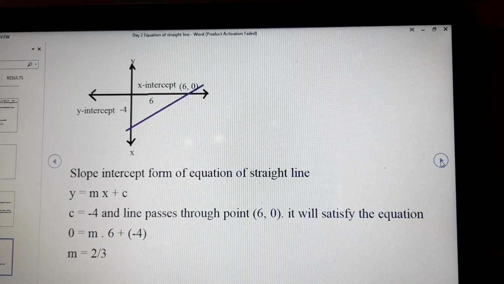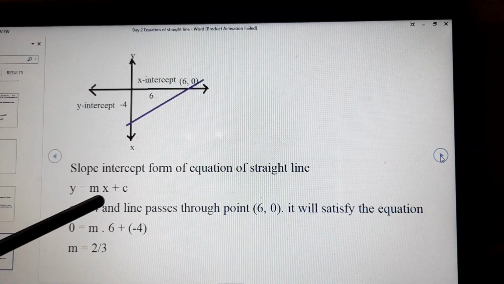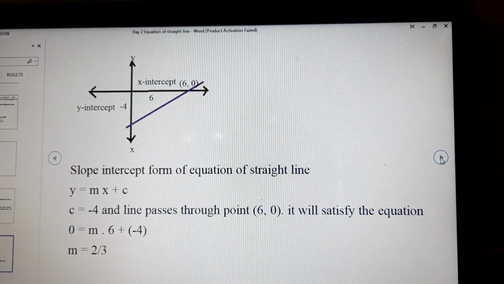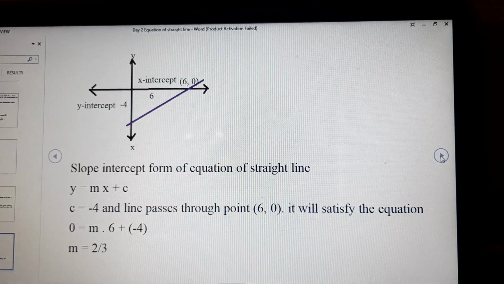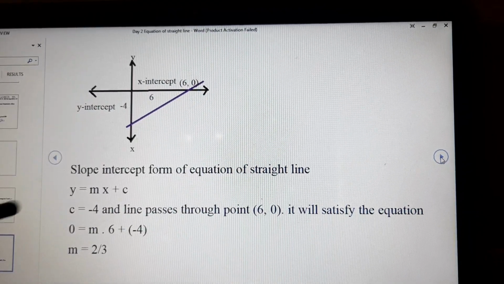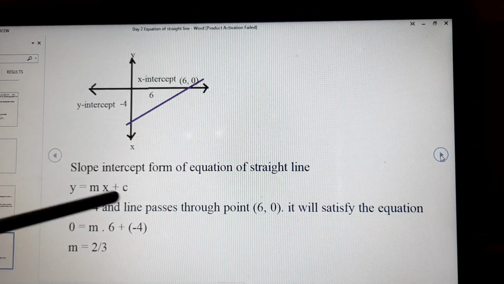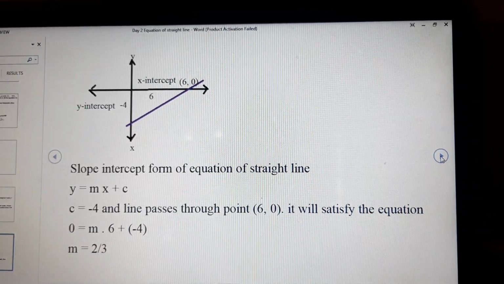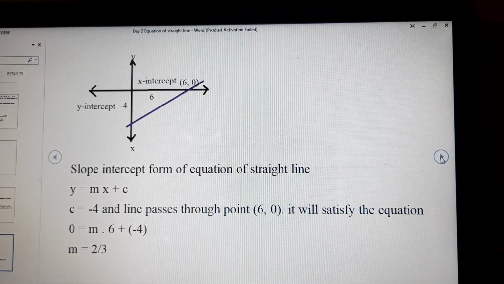it means 6 comma 0 will satisfy this equation, y is equal to mx plus c. It means if we replace x by 6 and y by 0, then LHS will be equal to RHS. So we have substituted y by 0, x by 6 and c by minus 4. We have got the value of m. M is equal to 2 upon 3.